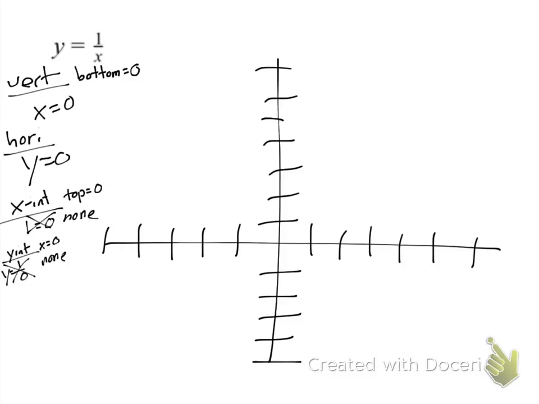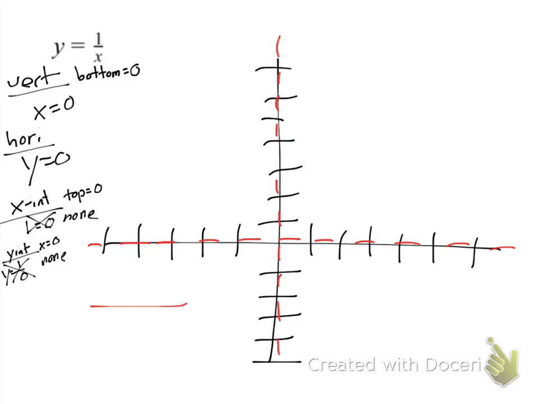We have a vertical asymptote at x equals 0. X equals 0 is what kind of line? Don't say straight. It's a vertical line, yes. So I'm going to put a vertical line at x equals 0. I changed colors so you could see it. We also have a horizontal at y equals 0. So now we have our vertical and horizontal asymptotes. X and Y intercepts, there are none. So therefore, I'm done with my plotting stuff.